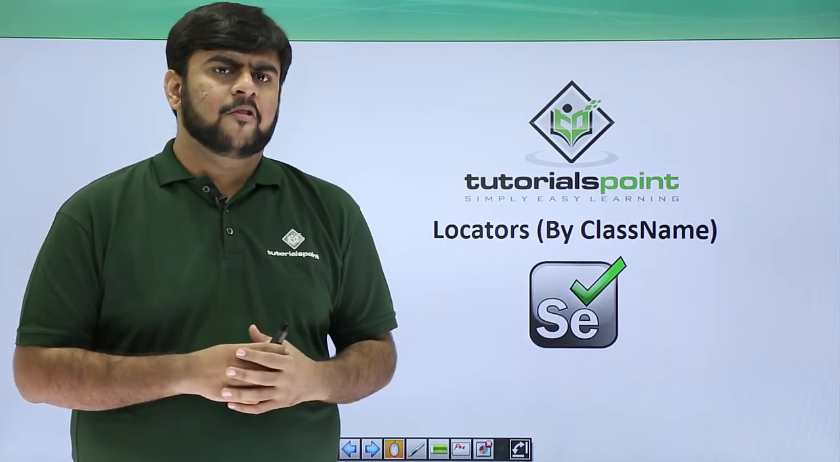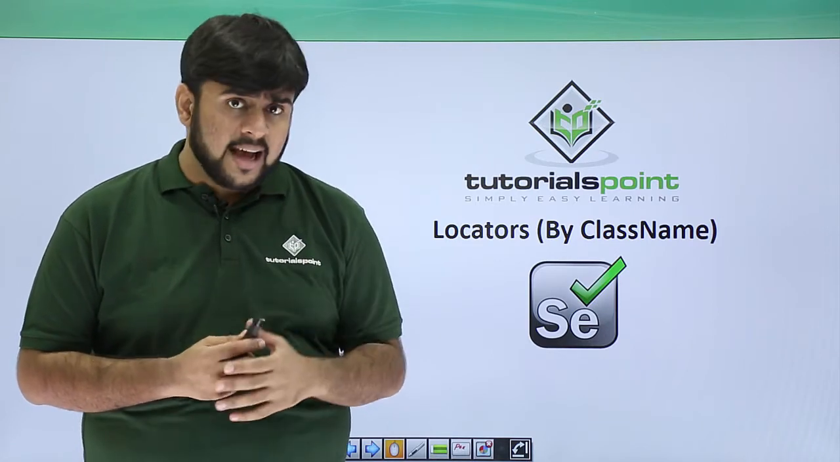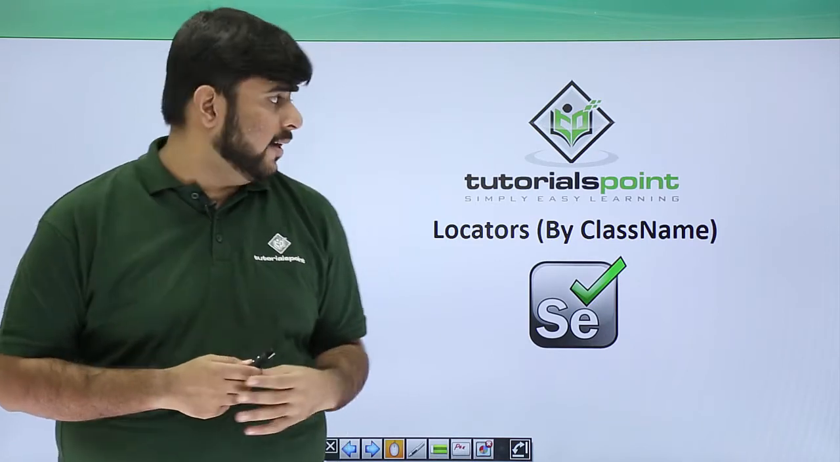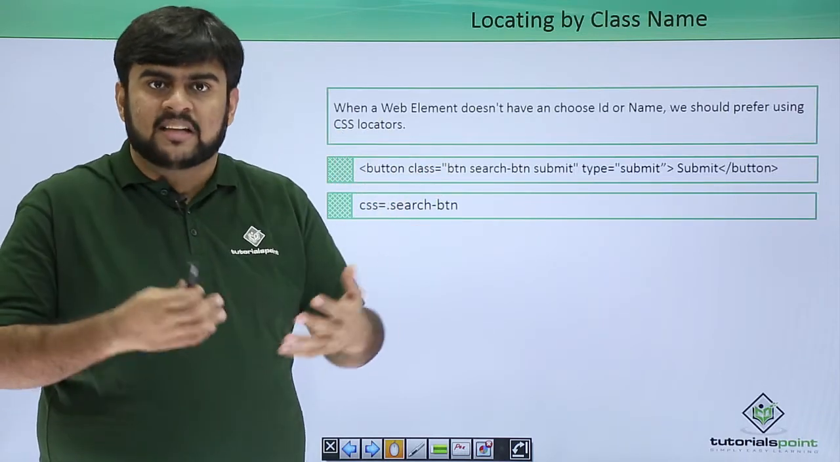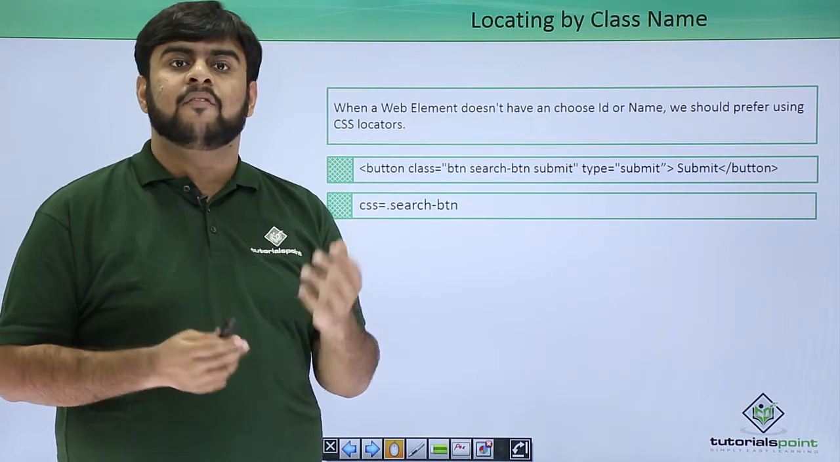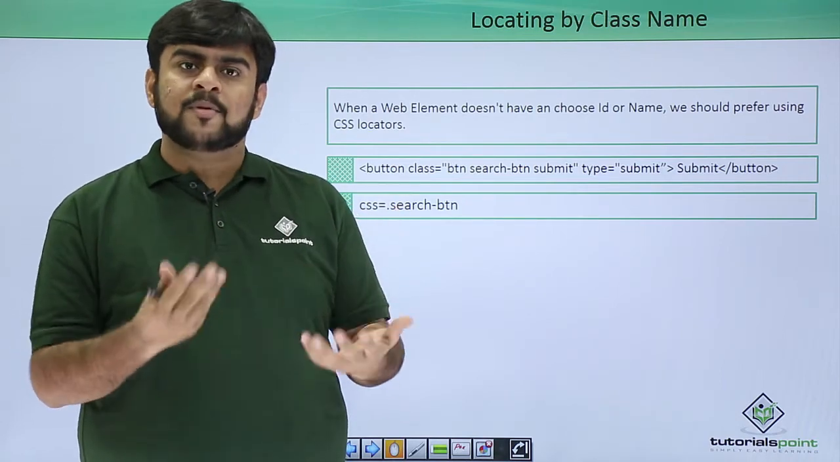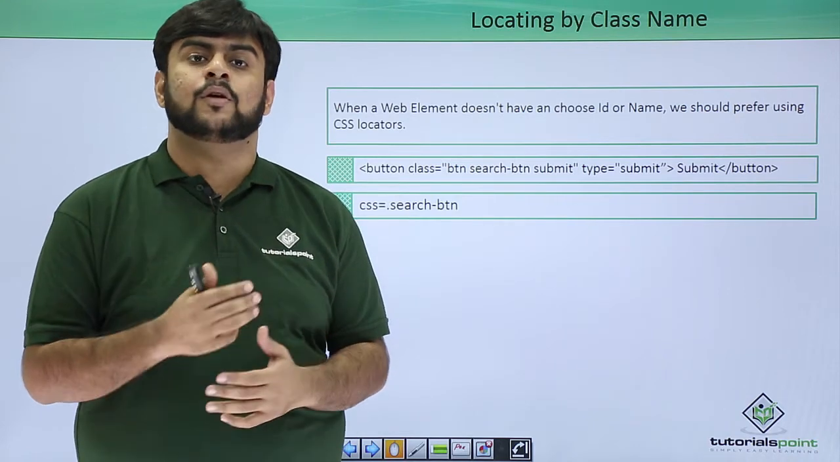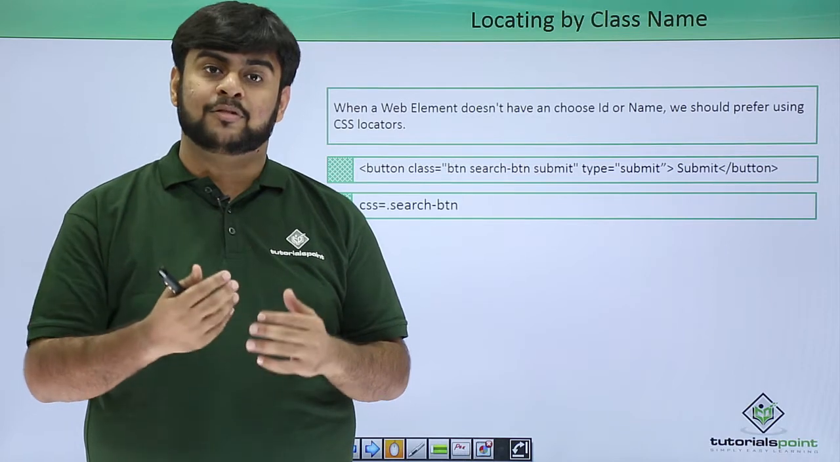Now in this video, we will be learning how to use the CSS class name as a locator for my HTML element. So why do we sometimes need to use CSS class name? It sometimes happens that we have missed mentioning the name or an ID attribute. Also, there may be chances that we have duplicate IDs and names. In such cases, we need to move to CSS to use them.